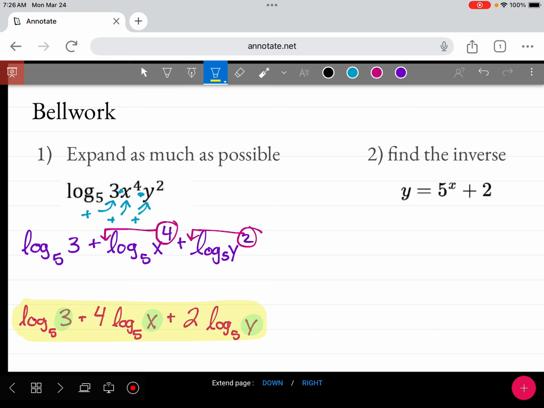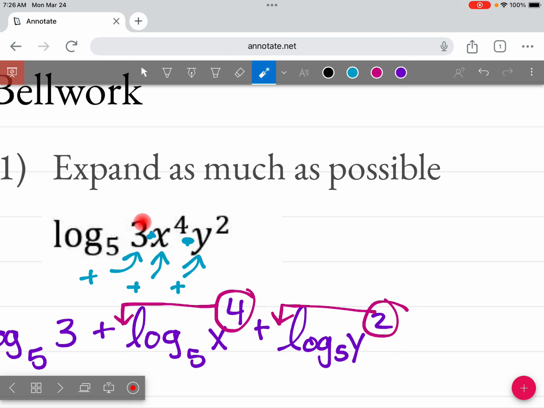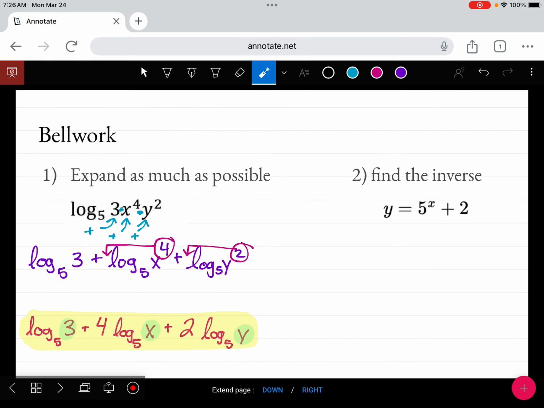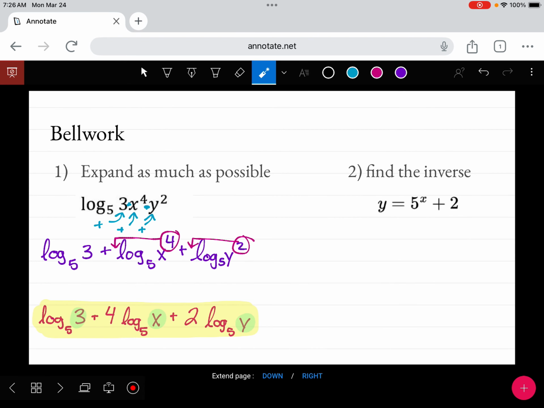Yes, dear. Why didn't the 3 go in? Because the 3 is not a power. If it was a power, so if this was something to the 3rd, then it would go in front. This is just a number. Good question, though. Good question.